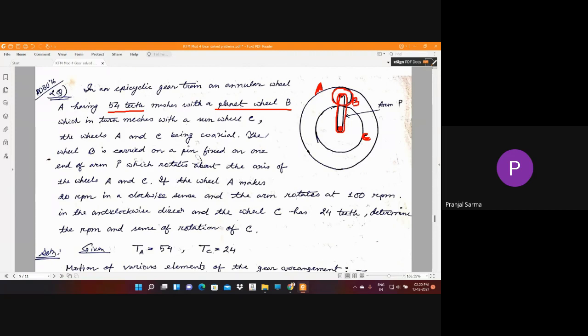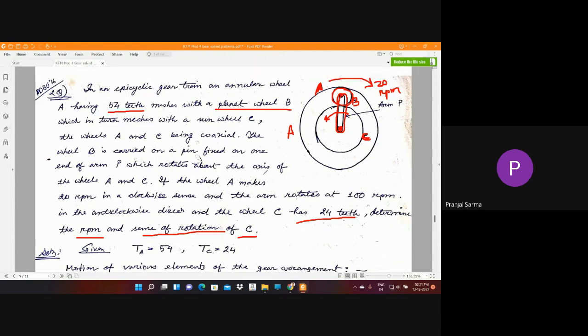If the wheel A, that is the annular wheel we are talking about, this bigger one, makes 20 rpm in the clockwise direction, that is given. And the arm is rotating at 100 rpm in the anti-clockwise direction. Arm rotation is given in the anti-clockwise direction, making 100 rpm. And the wheel C has how many teeth? TC is given as 24 teeth. Then you need to find out the RPM as well as the directional sense of rotation of the sun wheel C.